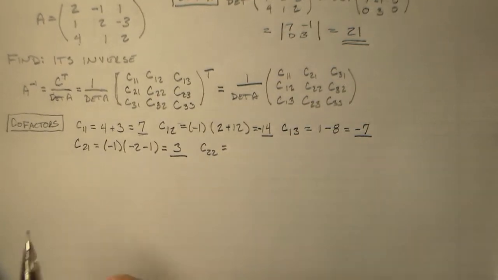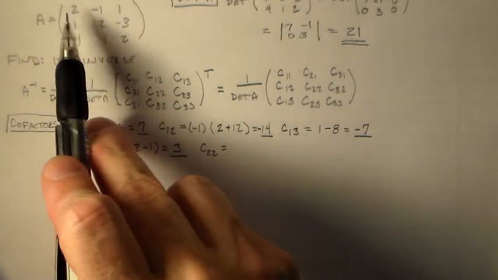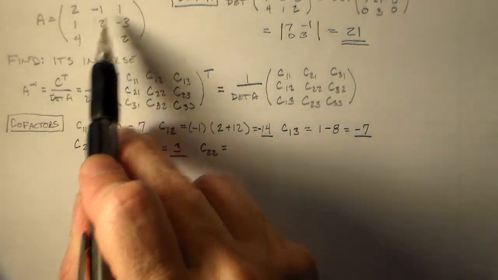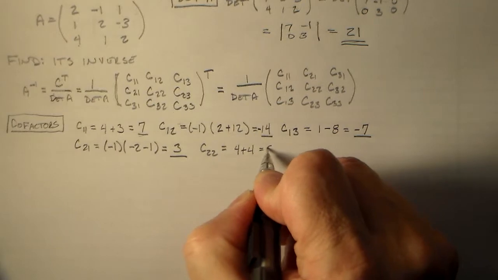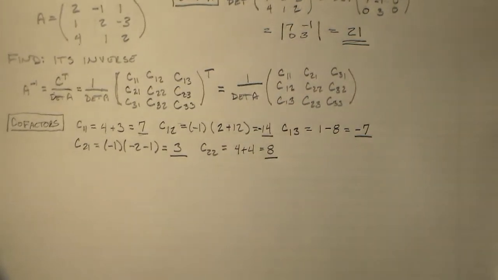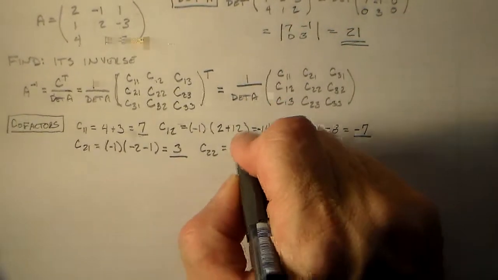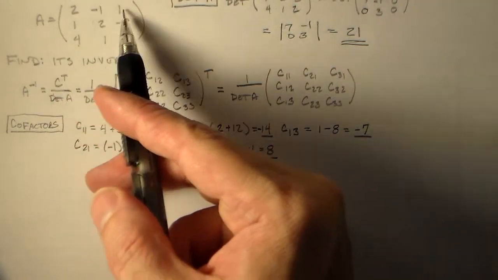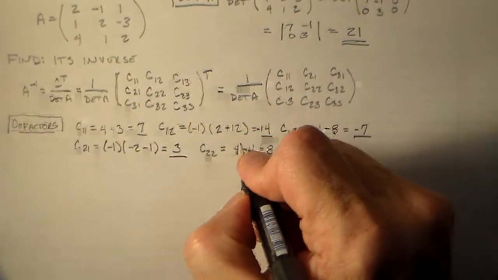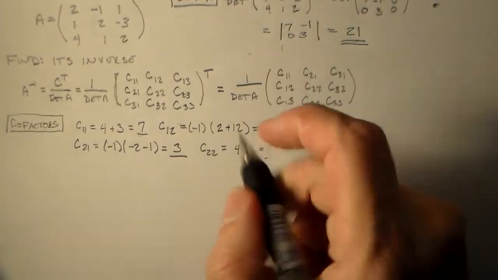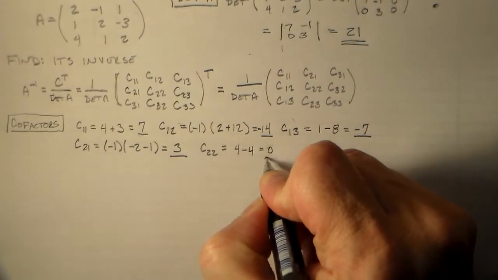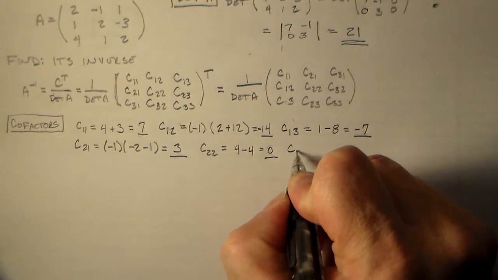C22. C22 is, we start with this guy, 2 times 2 is 4. 1 times 4 is 4, so 4 plus 4 is 2 times 4, which is 8. Oh, actually it's minus 2, and this is minus this thing, so that's even better. That's 0. We like zeros. Zeros are good, they're useful. They might make life easy.